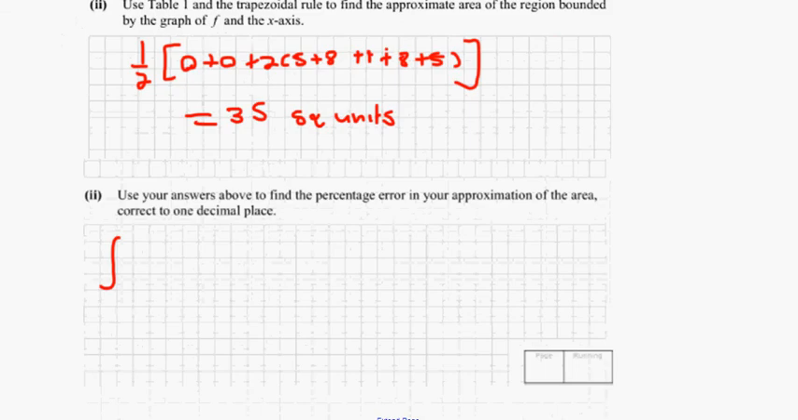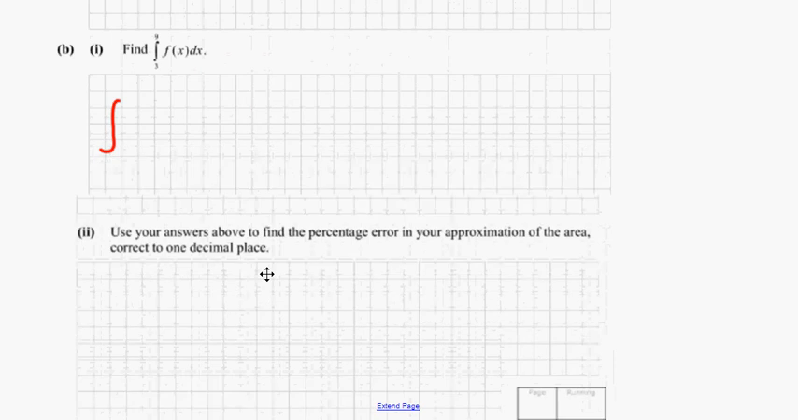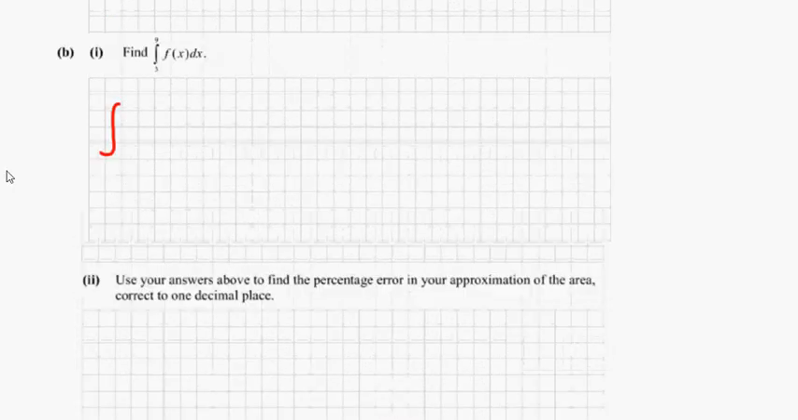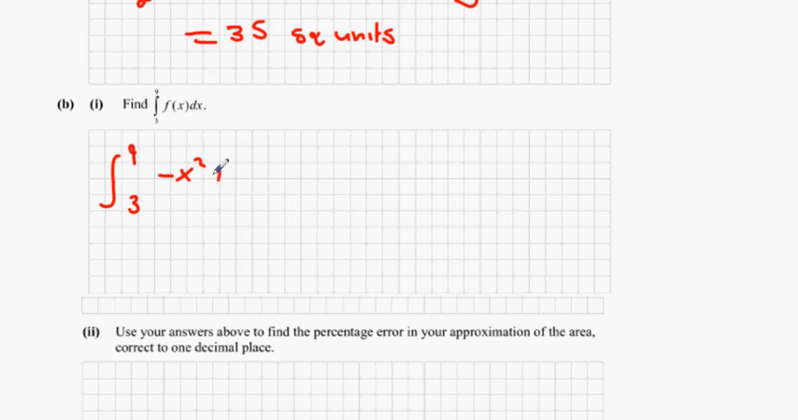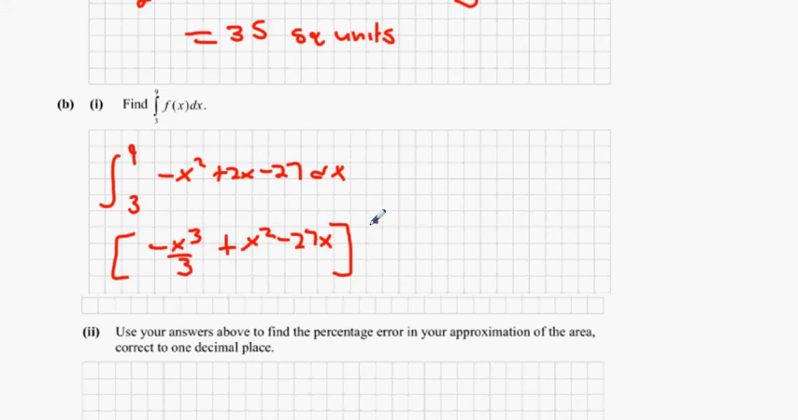So this part here will actually give me the size of the area: the integral from 3 to 9 of f(x), which is minus x squared plus 12x minus 27 dx. Integrate that, and we get minus x cubed over 3 plus 6x squared minus 27x, from 3 to 9.